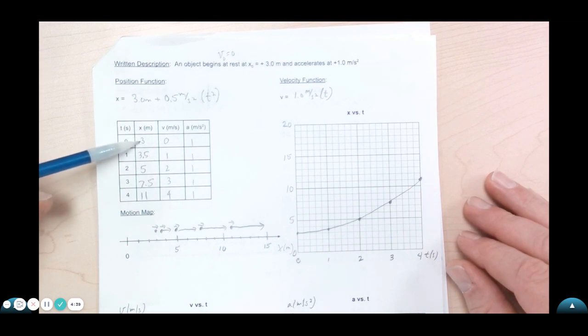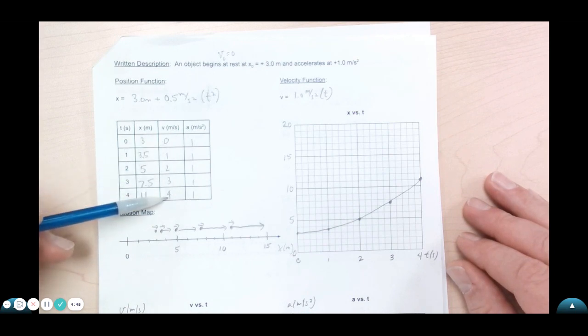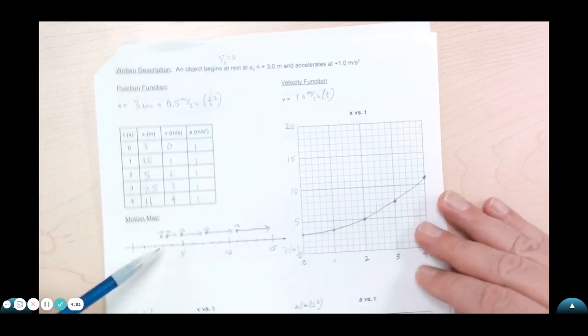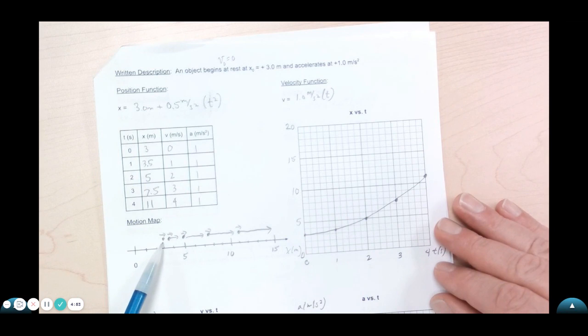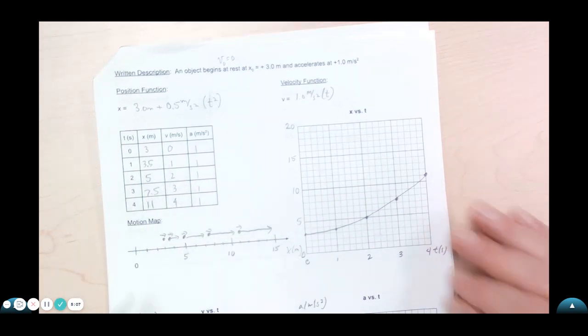This object began at a position of 3 and moved to the right. Velocity increased over time by 1 meter per second every second, and there was the constant acceleration. So let's look down here. The motion map, here are my right or positive accelerations that are constant. Here are the right but increasing velocity vectors right there.